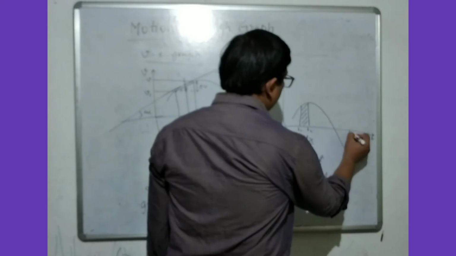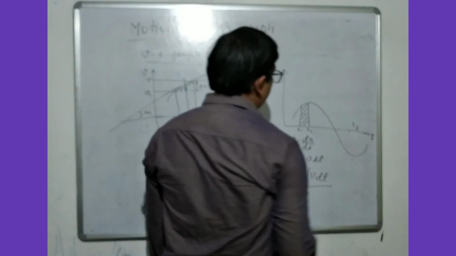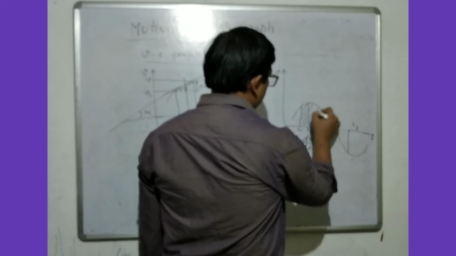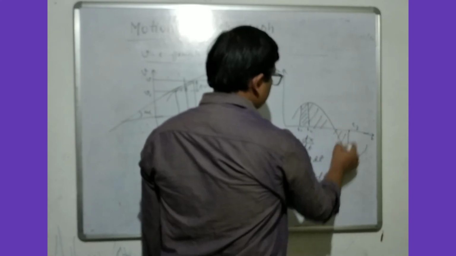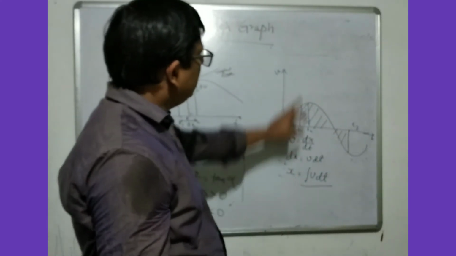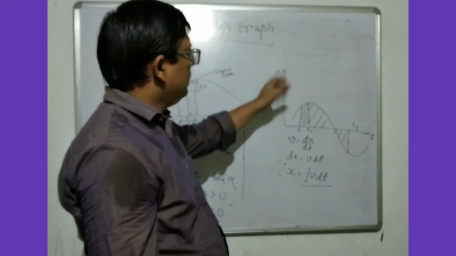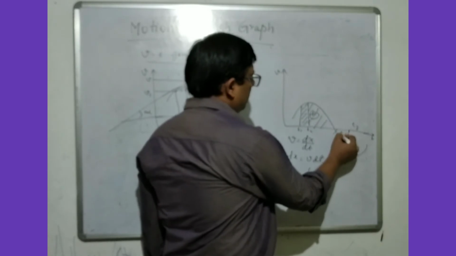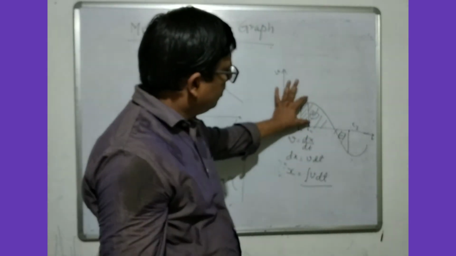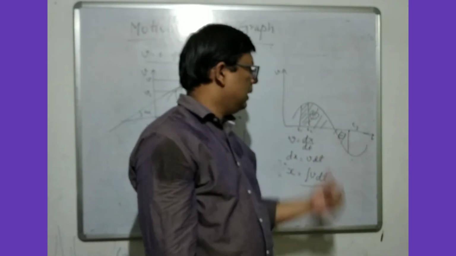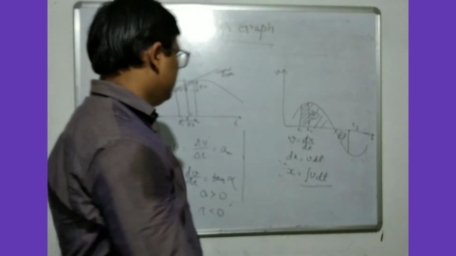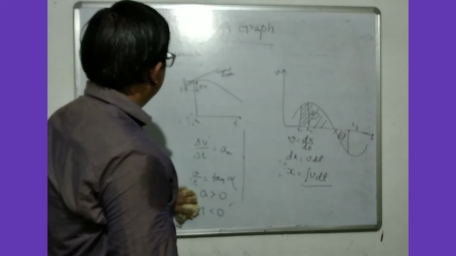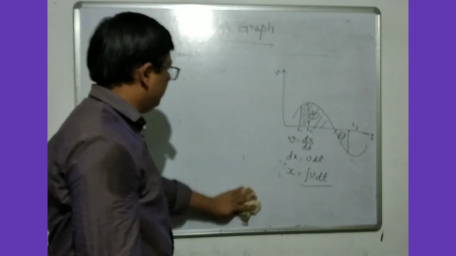Like if you want to calculate the displacement between t1 to t3, then you have to take all these areas. Now as we have positive direction upward, this displacement will be positive, this will be negative. So you have to subtract this area from this area, then you will get the net displacement. Okay, so that is enough for the velocity time graph.